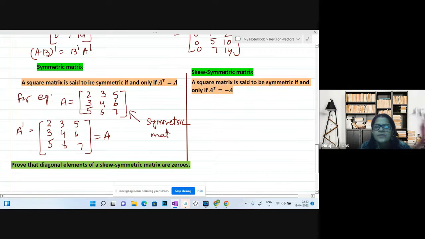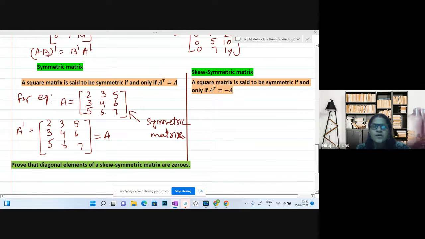So a symmetric matrix is always a square matrix. A square matrix is said to be symmetric if and only if the transpose of the matrix is equal to the matrix itself. And here you observe, when the transpose of the matrix is equal to the matrix itself, the elements in the first row and first column are the same.